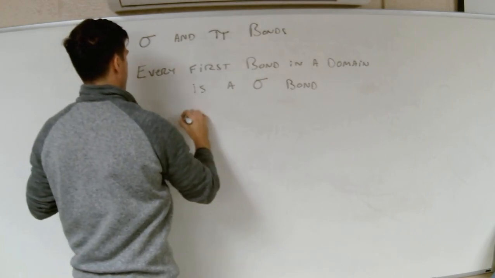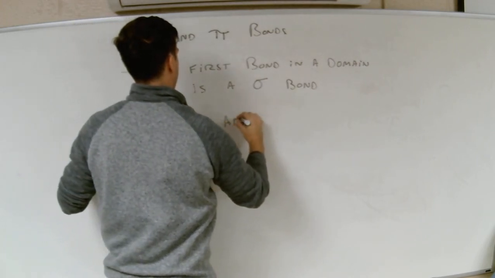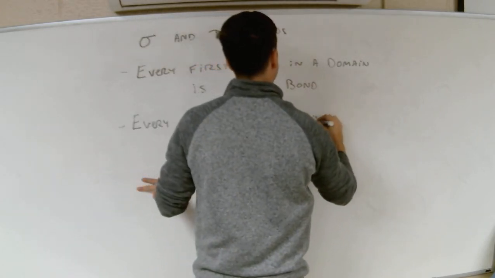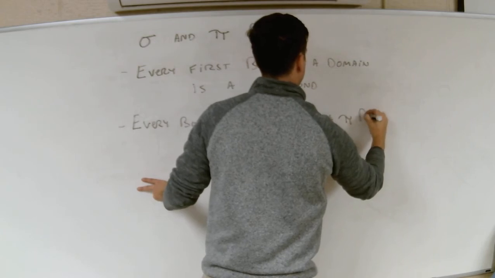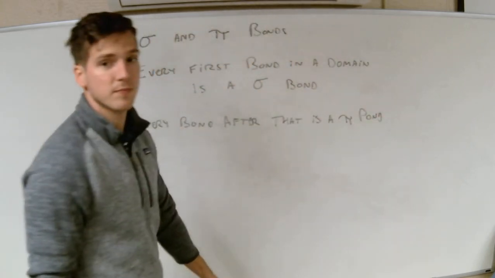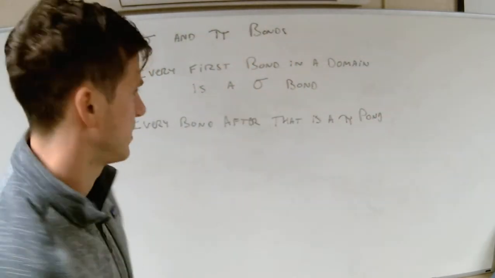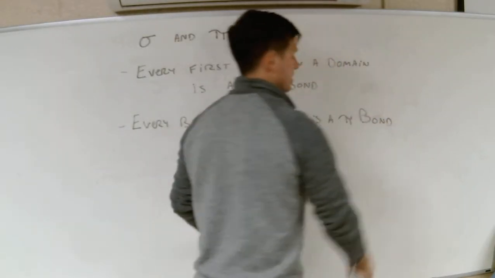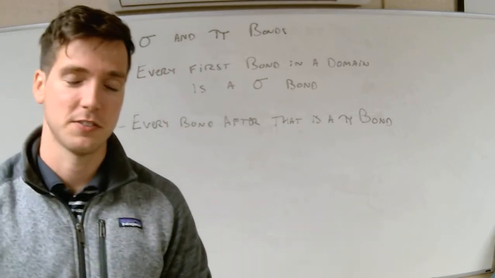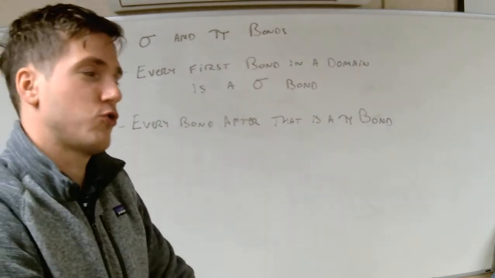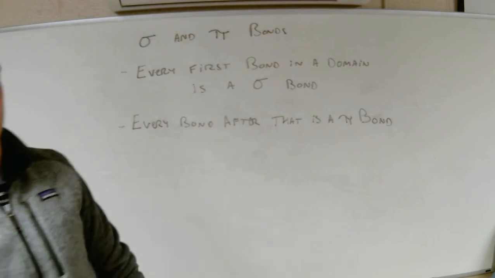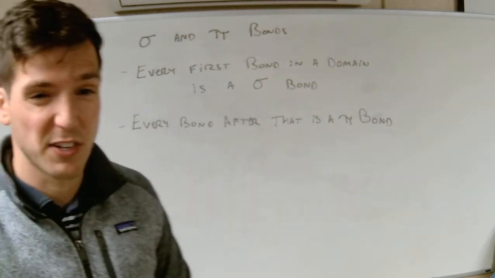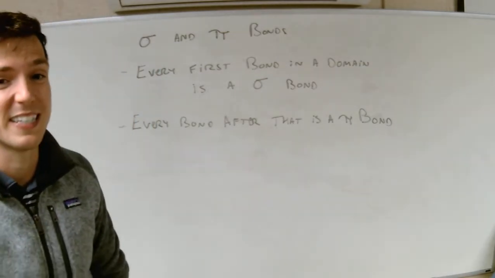Every bond after that is a pi bond. Okay? Is a pi bond. Wish they had pi ponds. Sounds delicious, right? Just dive into some blueberry. Anyway, so every first bond is a sigma. Every other bond, like a double bond or a triple bond, is a pi bond.